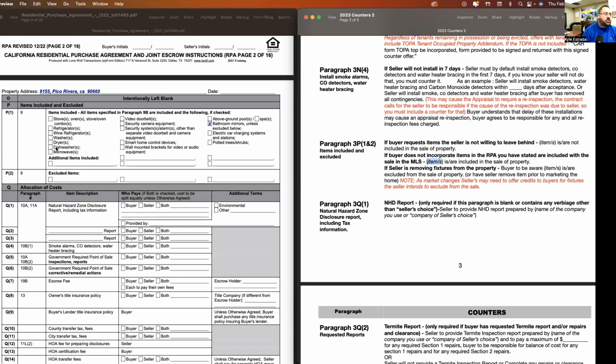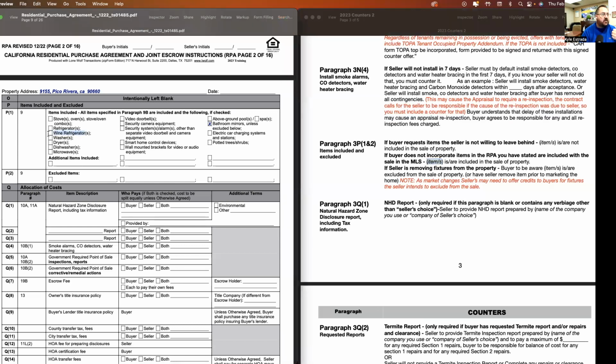If people start checking stuff off, either things that don't exist in the property already, like they check wine fridge on here and you don't have one, then you've got to counter and take it out. If they're checking off boxes of things that aren't going to stay, that you don't want to leave behind, then you've got to counter back: these items are not included in the sale of the property.